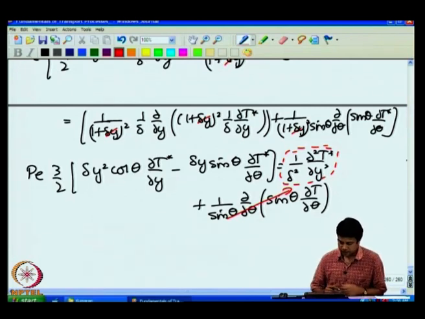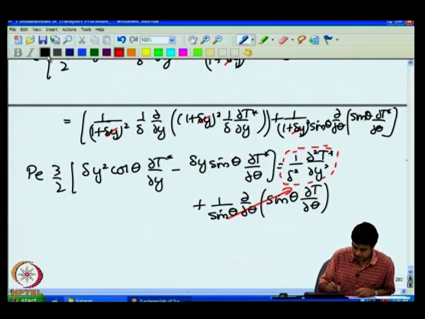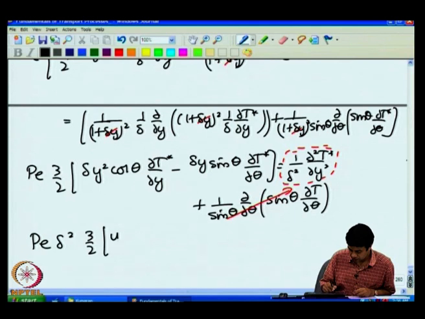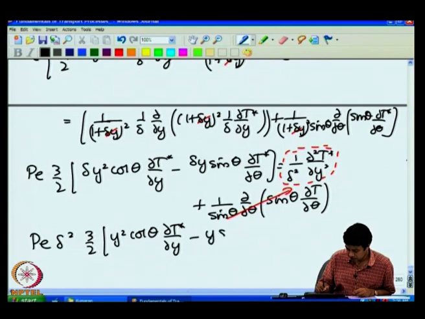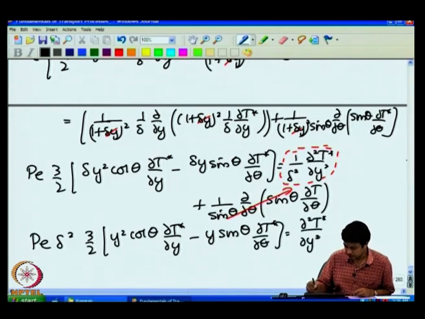So, if I neglect the second term and multiply throughout by delta square, what I will get is Pe delta square into 3 by 2 y square cos theta partial T by partial y minus y sin theta partial T by partial theta is equal to partial square T by partial y square.